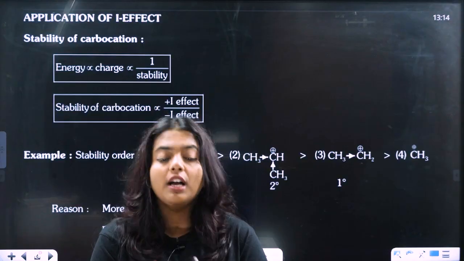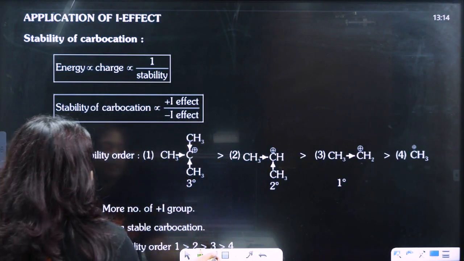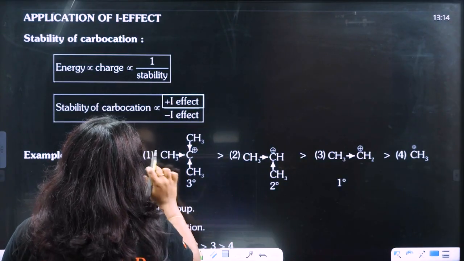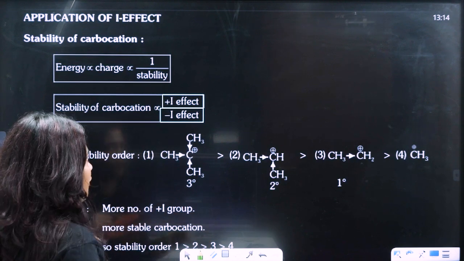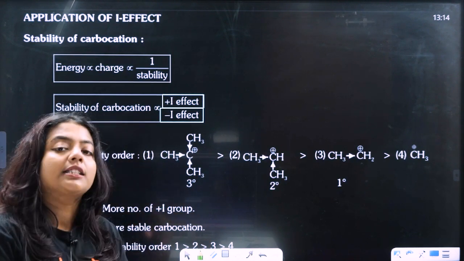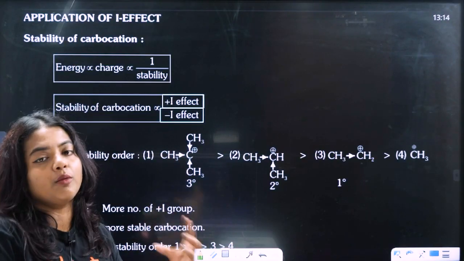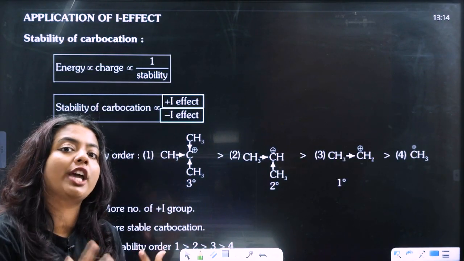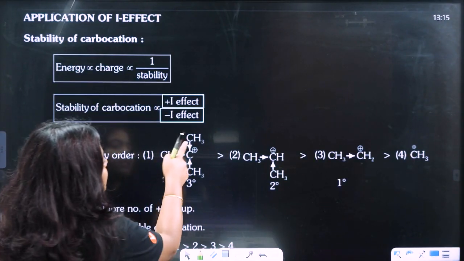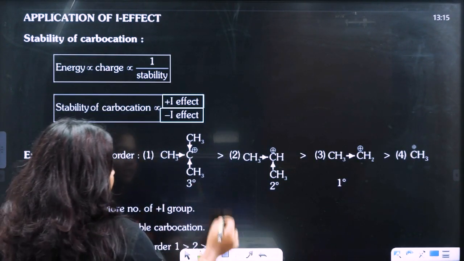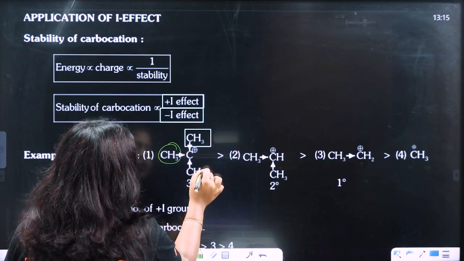Always remember, the stability of the carbocation is directly proportional to the plus I effect, not minus I, plus I effect, and inversely proportional to the minus I effect. So if the plus I effect increases, the carbocation stability increases. If there are more plus I groups, the carbocation stability will be higher. When you say the stability order, you can see there is a carbocation with CH3 here, another CH3 here, and another CH3 here.